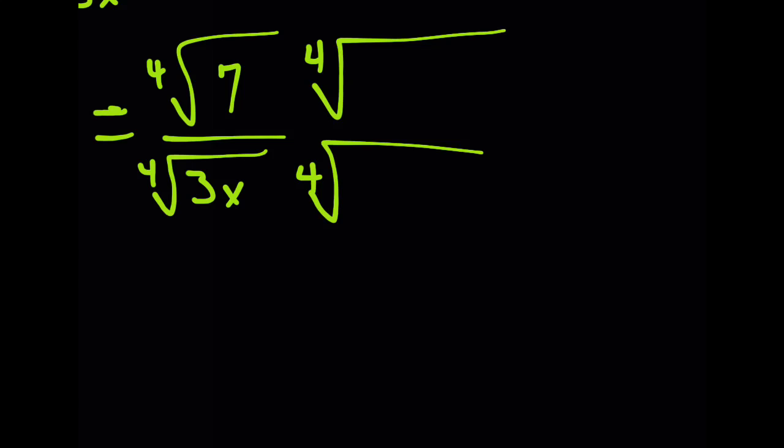I have one 3. How many 3's do I need to be able to pull one of them out? 4. I need 4, so what am I going to multiply by here? You can make it an exponent, so it can be 3 to the what? 3rd. I've already got 1, so 3 to the 3rd is going to give me the 4 that I need to pull 1 three out. Right, and I've got 1 x, so my x needs to be to the 3rd as well. And whatever I do to the bottom, I've got to do the same thing to the top.